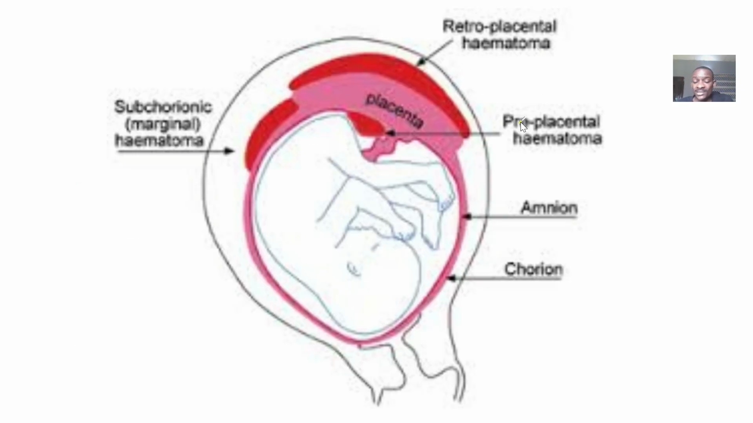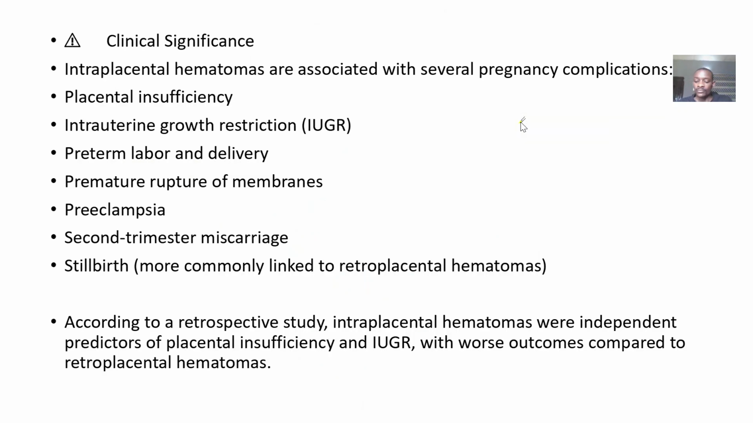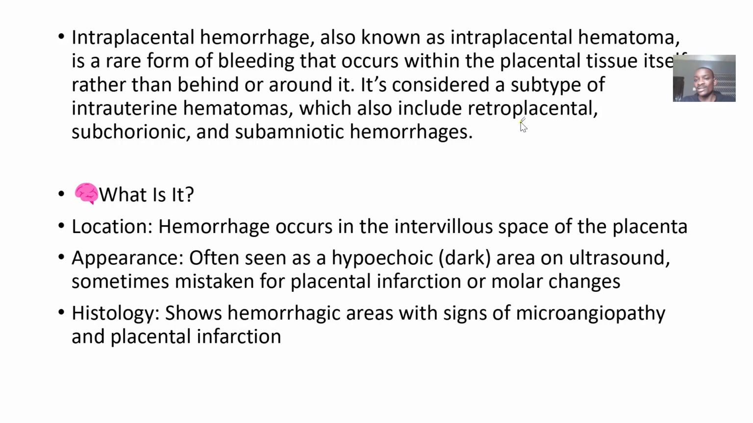They usually call it retroplacental hematoma, subchorionic hematoma, and the rest. So this one is also known as intraplacental hematoma. It's a rare form of bleeding. It occurs within the placental tissues rather than behind or around it. So it's considered a subtype of intrauterine hematomas. Do you understand? It also includes retroplacental, subchorionic, then subamniotic hemorrhages.